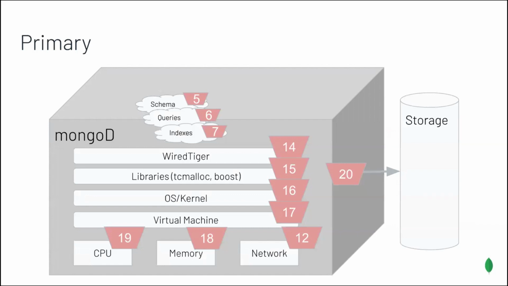Now we know the issue is most likely on the primary node. Let's have a deeper look at it, and let's try to figure out the possible areas of bottleneck. Since this is not a virtual machine, we can remove that from this list.